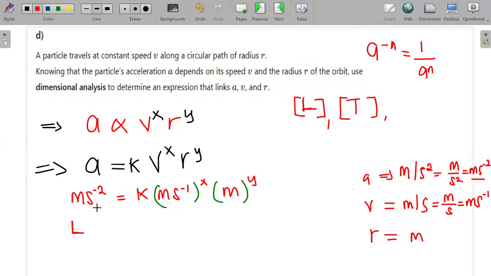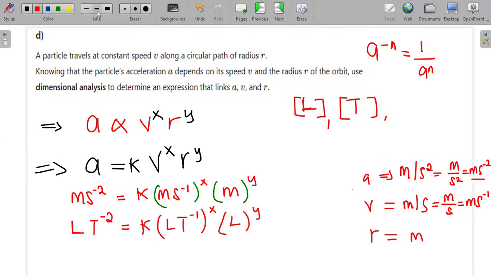And then for the S, the dimension is the time. So it's raised to power 2, and then is equal to K. And then inside the brackets, this guy here is L, and then this guy here is T to the power minus 1, power X. And then here, the M would just be L. The M will just be L to the power Y, like this.